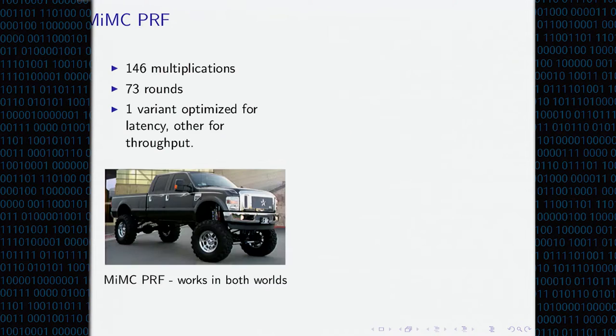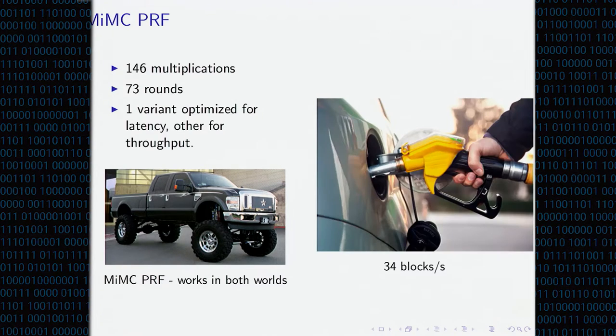Okay, so let's see how it behaves. We have 146 multiplications and 73 rounds. We give one variant which is optimized for latency and another for throughput. So this is a PRF which works in both worlds, in the MPC and in clear. So it's important for some applications to have this malleability, so to say. So what's the offline phase?